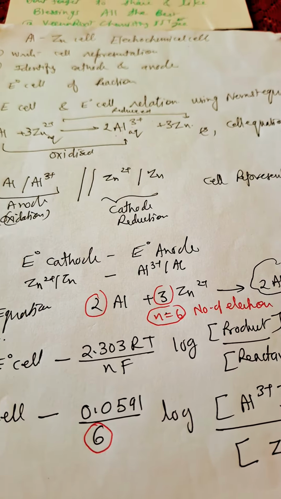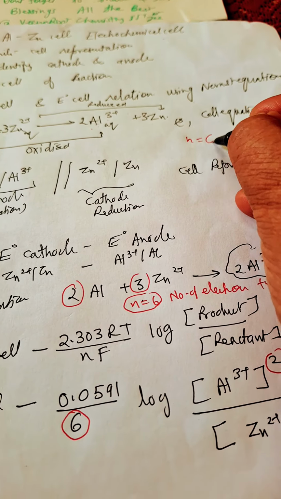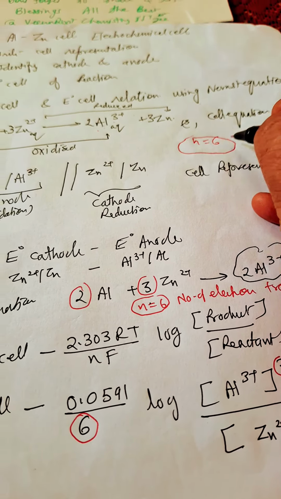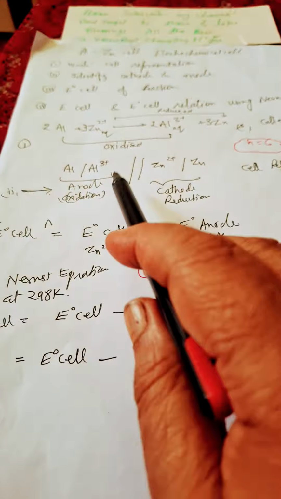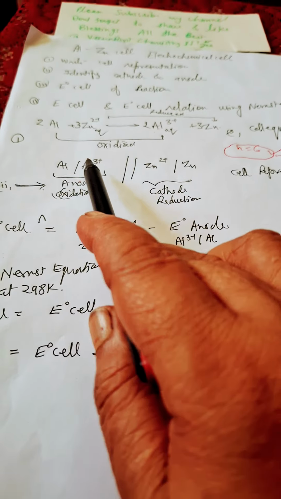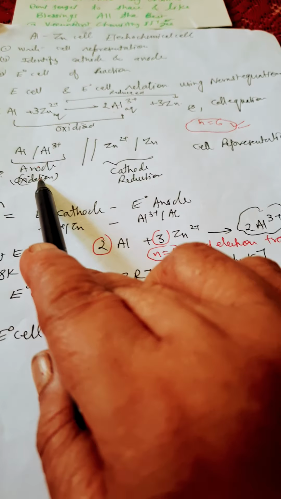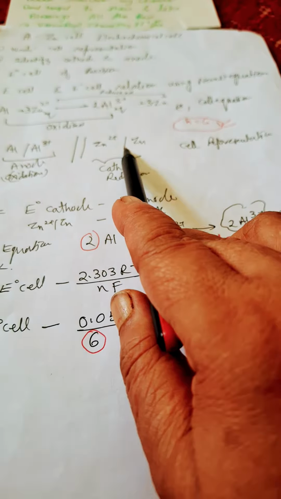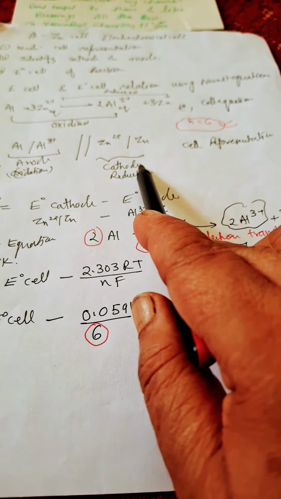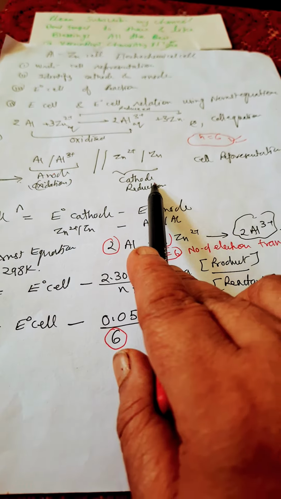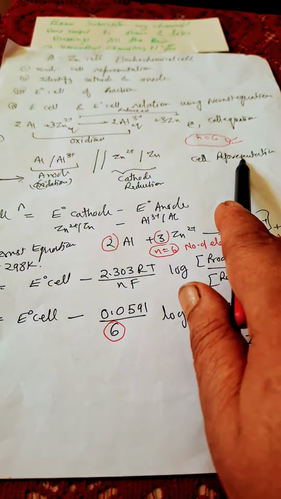So what is the number of electrons involved? How many electrons? 6. So this is the base for us. Now we will see that Al oxidizes to Al3+, so it acts as the anode, and Zn2+ is reduced to Zn, so it is the cathode. So this is the anode, this is the cathode. This is the cell representation also.